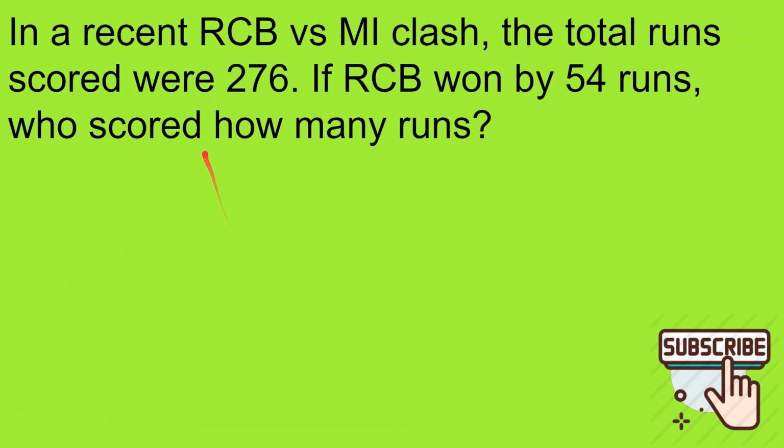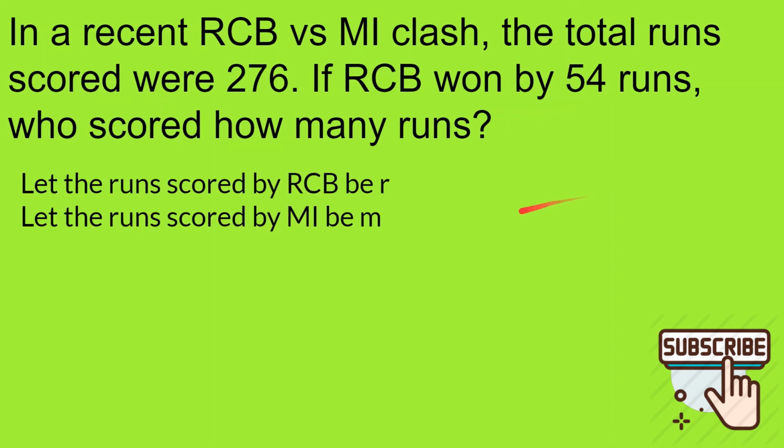In a recent RCB versus MI clash, the total runs scored were 276. That is, the runs scored by RCB plus the runs scored by MI were 276. If RCB won by 54 runs, who scored how many runs? So they are telling that RCB scored 54 runs more than MI, or the difference of the runs scored by RCB and MI was 54.